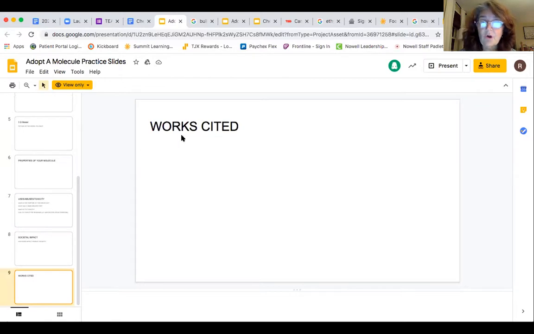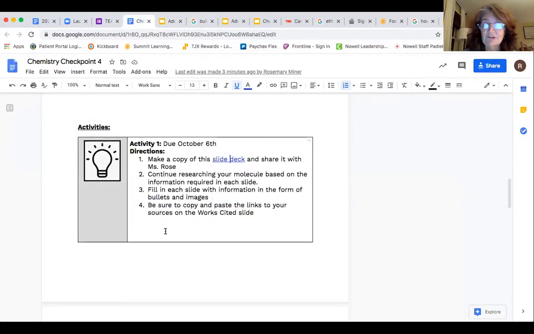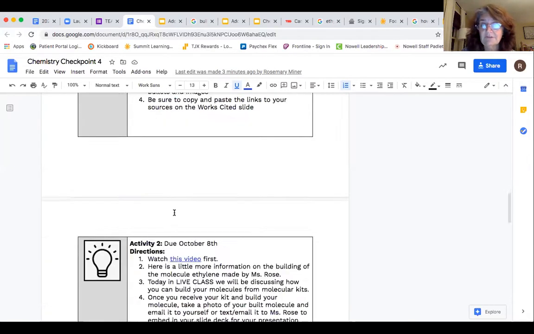This is where you put all the links to all the websites that you use to complete your project, okay? So you're going to begin that, and you're going to continue researching your molecule based on the information that's on the slide, and you're going to be putting things in bullet form and also uploading images to every slide and using that works cited page to put the links to all of the websites you use to gather information.